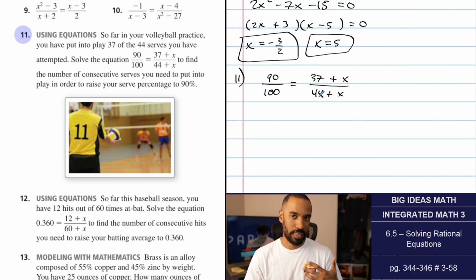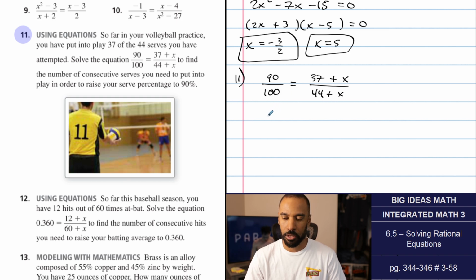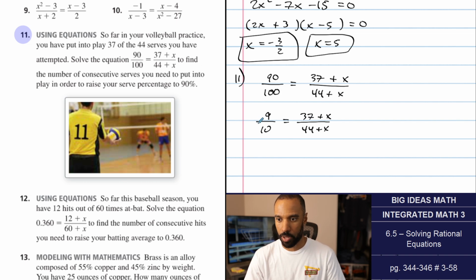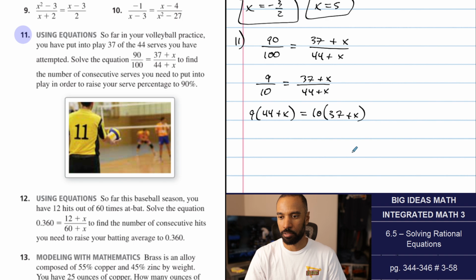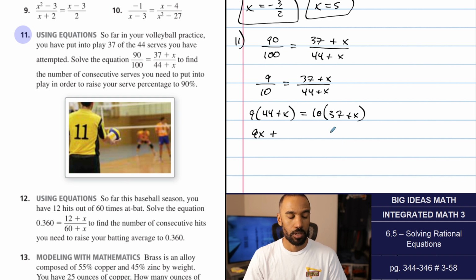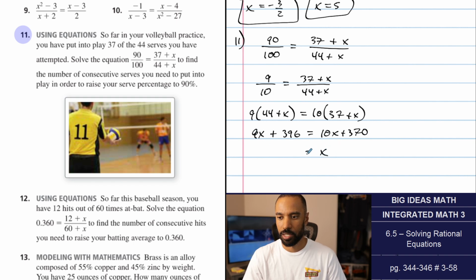That's what we're trying to do here. Now, they set it up in such a way that we can cross multiply. So I'm not going to do anything other than that. I'll reduce this to 9 over 10 before I begin, though. And no, there's nothing I can do on the right side of this equation as far as reduction. No canceling, nothing. So we will cross multiply. I'll do 9 times 44 plus x equals 10 times 37 plus x. 9 times x and 9 times 44, 396, equals 10x plus 370. Subtract 9x from both sides. Subtract 370 from both sides. You get 26. 26 more serves.